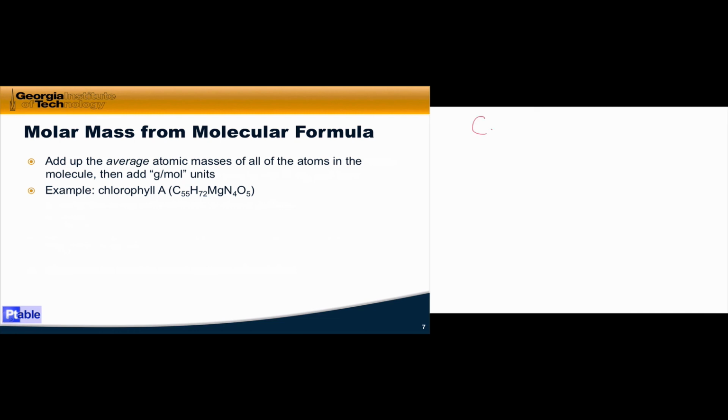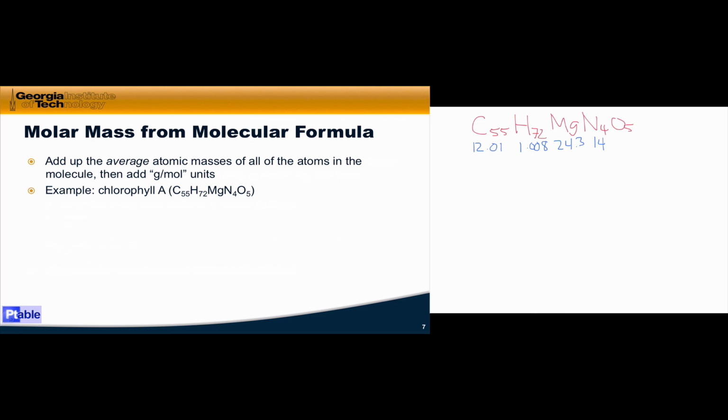So the example here is chlorophyll A, and it's C55H72MgN4O5. So quite a few elements in this thing. The idea is to first list the individual average atomic masses for the elements within. So for carbon, we can list that average atomic mass per atom as 12.01. Hydrogen is 1.008. Magnesium is 24.3. Nitrogen is 14.